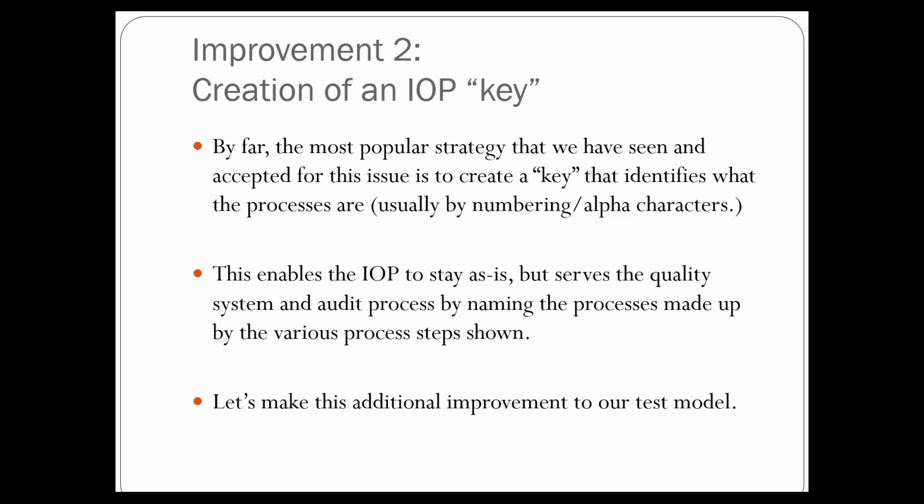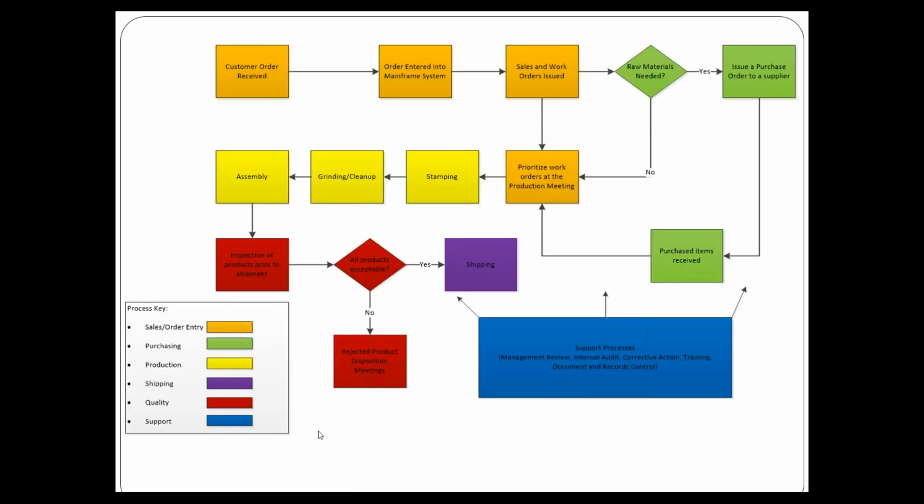So instead of recreating the whole document or recreating the wheel, you can in some cases add a key to the existing documentation to help more effectively convey what the core or key processes are. And again, that would enable the interaction of processes to mostly stay as it is. But again, it would serve as this improvement to more effectively communicate what the core processes are. So we will apply this improvement to the example as well.